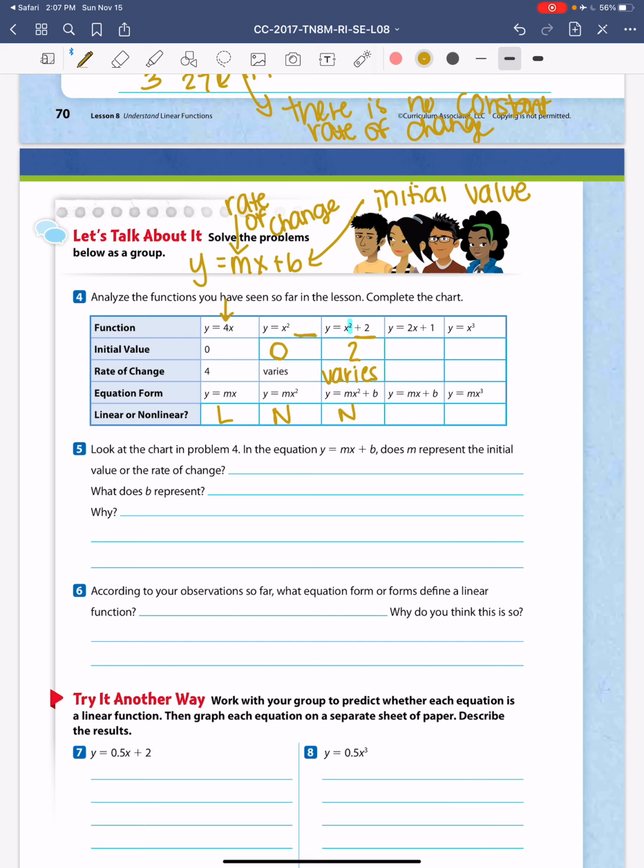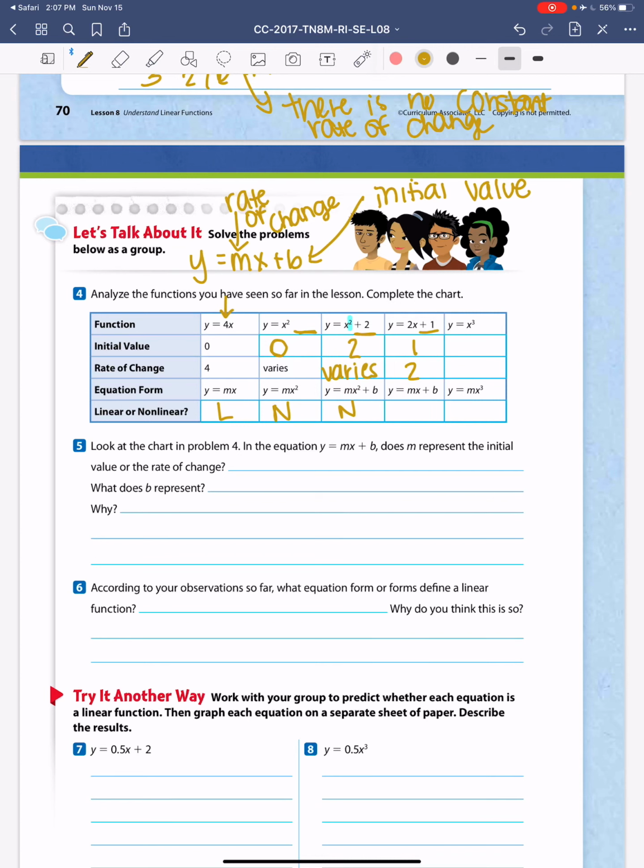Then we have y equals 2x plus 1. Our initial value is 1. Our rate of change is 2 because that's our coefficient. And our equation form does have the form y equals mx plus b. And is that linear or non-linear? It is going to be linear.